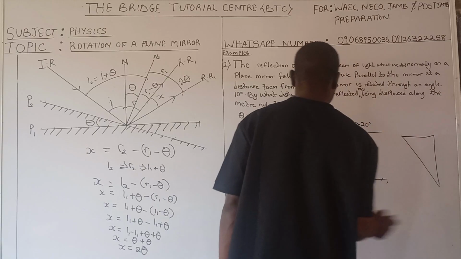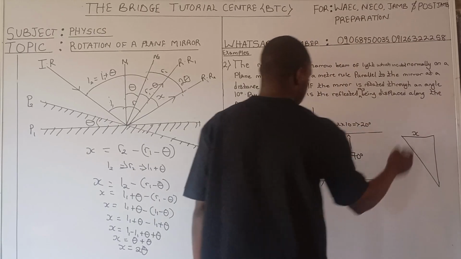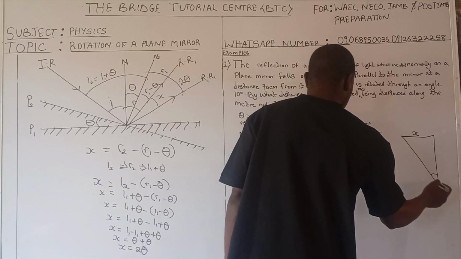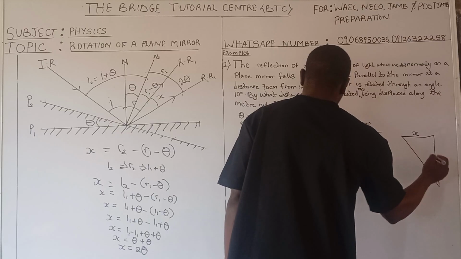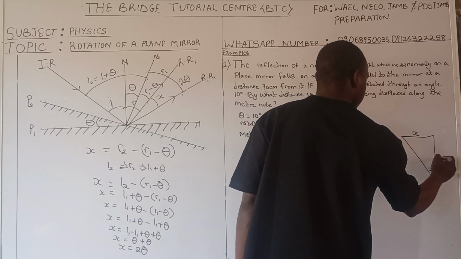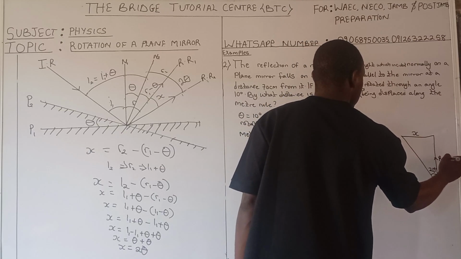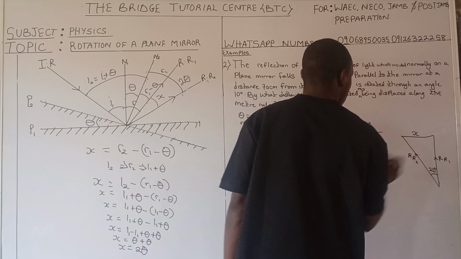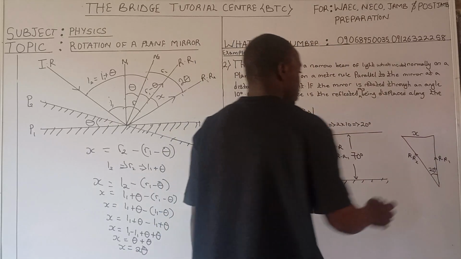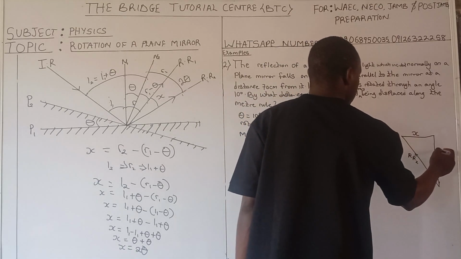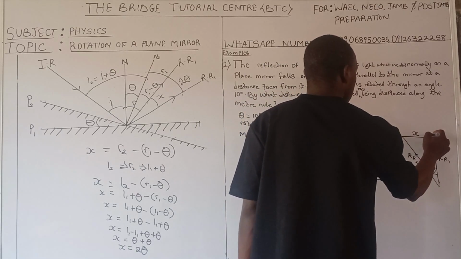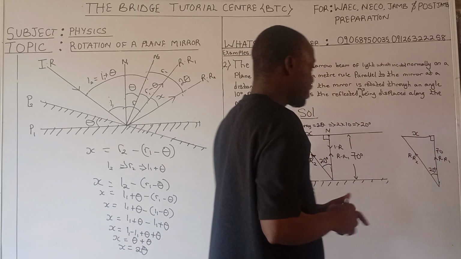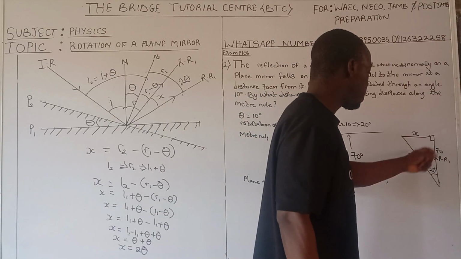Sorry about the freehand sketching. So we have our x. We have this angle to be 20 degrees. We have this one to be reflected ray 1, RR1, and this one to be reflected ray 2, which is RR2. And the distance from here to here is 70 centimeters. So what do we use? We have our right angle, so as you can see here, we have our opposite and adjacent.